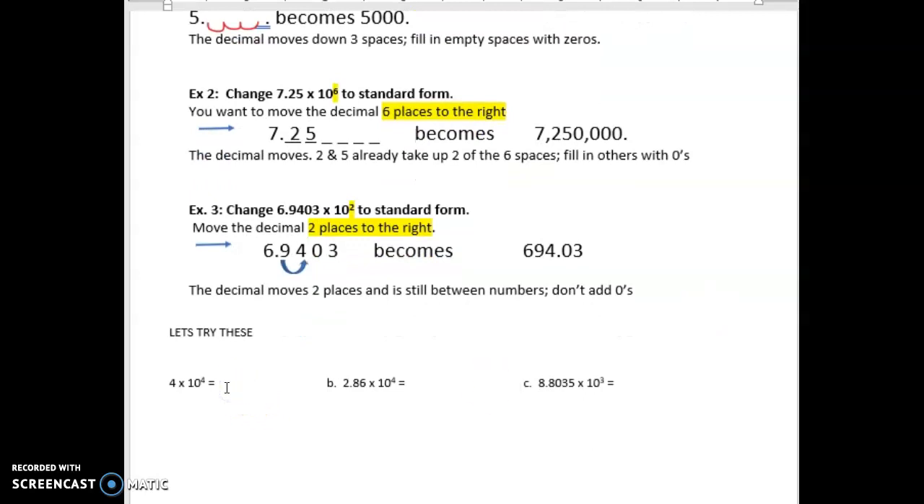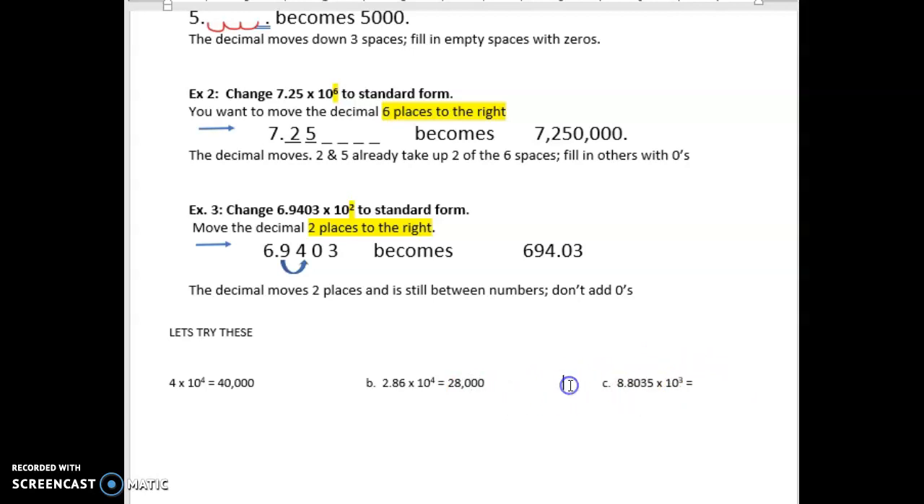So if I had 4, I'm going to have to move the decimal 4 times to the right, which means I need placeholders. Moving it 1, 2, 3, 4 times. That means 4 becomes 40,000. If I had 2.86 times 10 to the 4th power, I have 2, and I have to move the decimal. So I've got 8, 6, that was my first 2 moves, and I need 2 more. So 2.86 becomes 28,600.